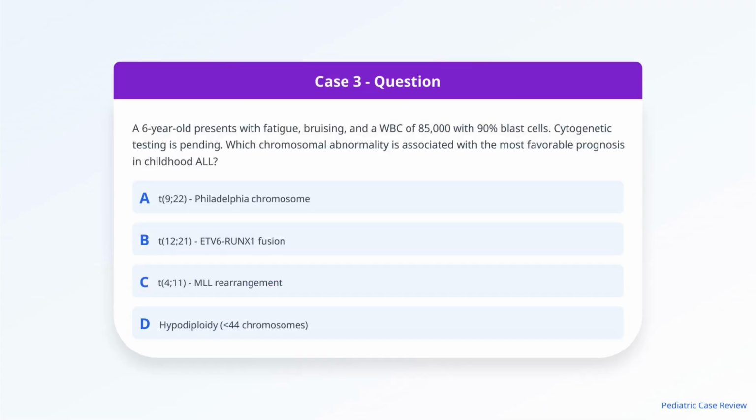Let's examine our third case. A 6-year-old presents with fatigue, bruising, and a white blood cell count of 85,000 with 90% blast cells. Cytogenetic testing is pending. Which chromosomal abnormality is associated with the most favorable prognosis in childhood acute lymphoblastic leukemia? A. t(9;22), also known as the Philadelphia chromosome. B. t(12;21), resulting in ETV6-RUNX1 fusion. C. t(4;11), which is an MLL rearrangement. D. Hypodiploidy, which means fewer than 44 chromosomes.